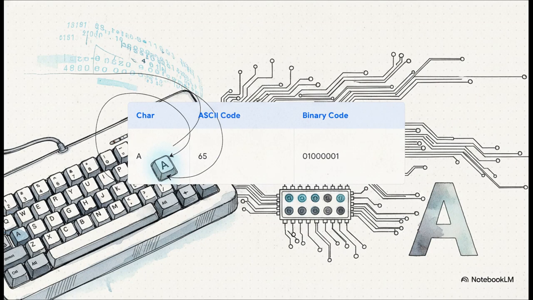So, the crucial point is how we actually assign meaning to those 256 numbers. This is done using a universal standard called the ASCII code. According to ASCII, every letter, number, and punctuation mark gets a unique number between 0 and 255. Take the capital letter A, for example. Its ASCII code is exactly 65.